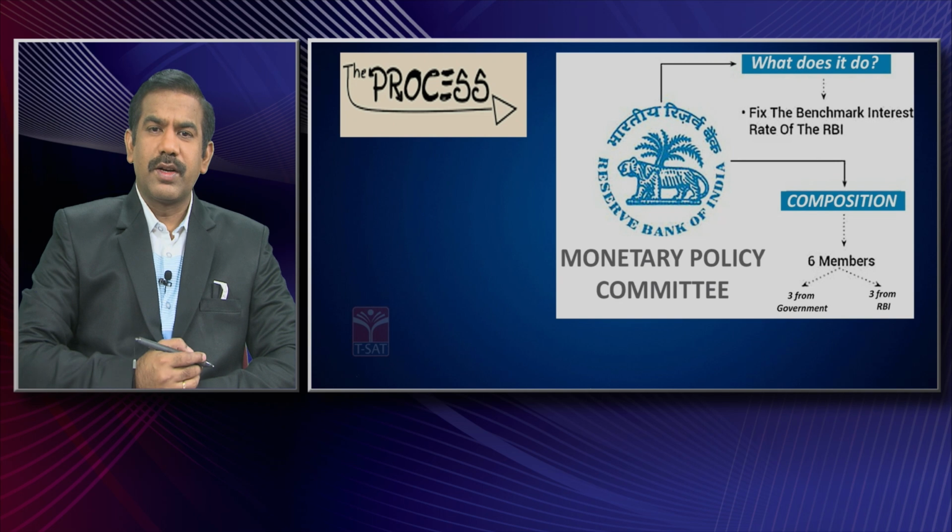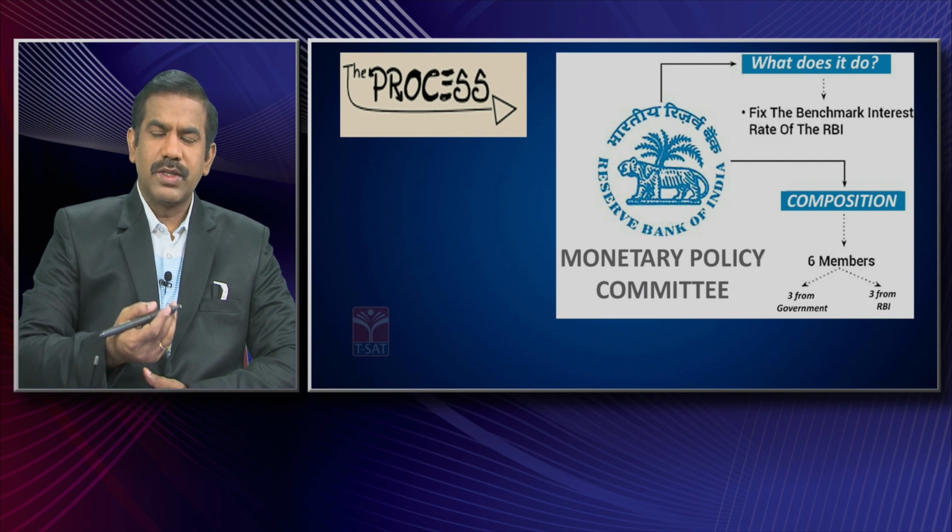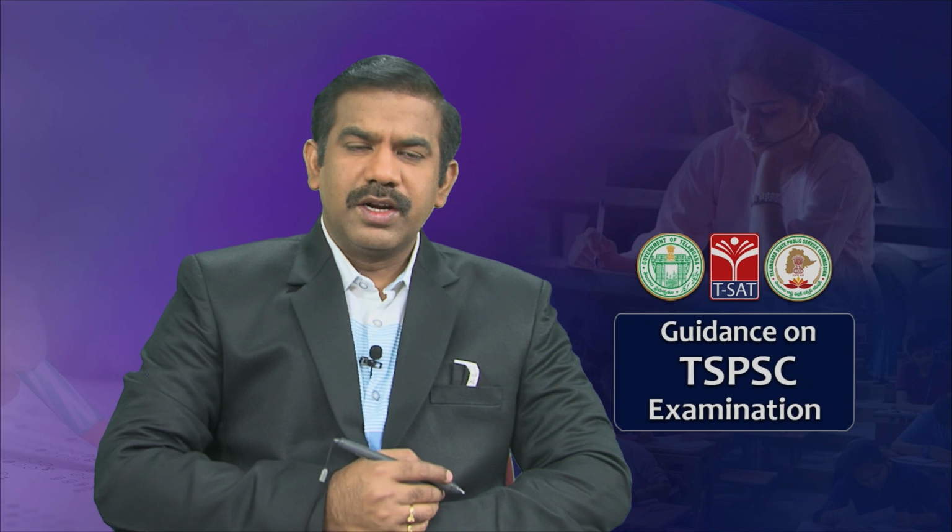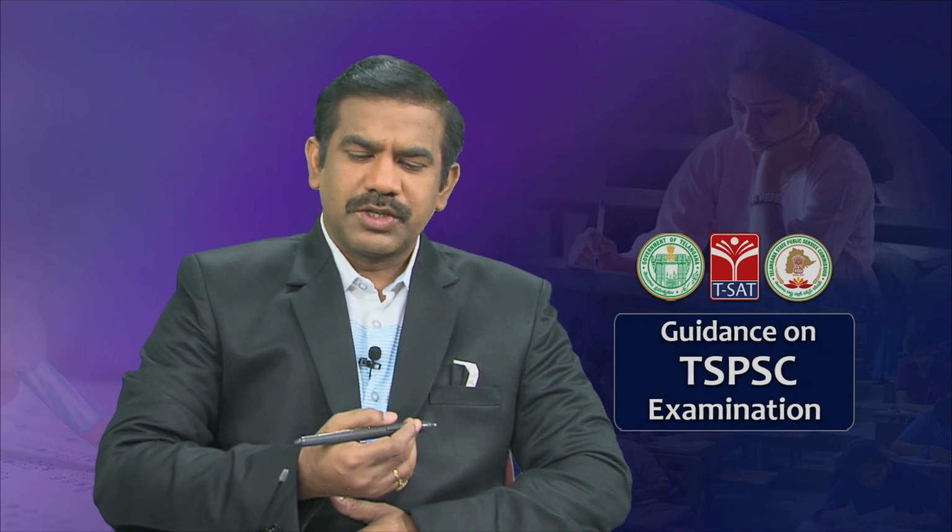Now let's go ahead and see how this monetary policy is formulated. We started with the definition that monetary policy refers to the use of certain policy instruments by the central bank to alter the supply of money, thereby influencing credit in the economy. But how are these decisions made?